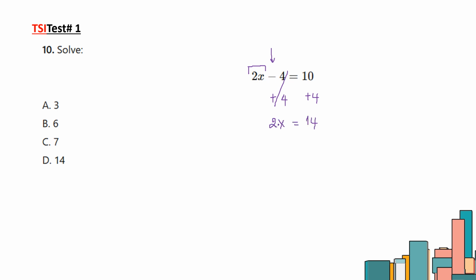Now we see 2x means 2 times x. So we want to isolate x. We have to do the opposite of multiplication, which is division. And then we do it with the same amount of what we see in front of x. So we isolate x. 14 divided by 2 is 7. This is 14 times half, and 14 divided by 2. Okay, so C is the correct answer.